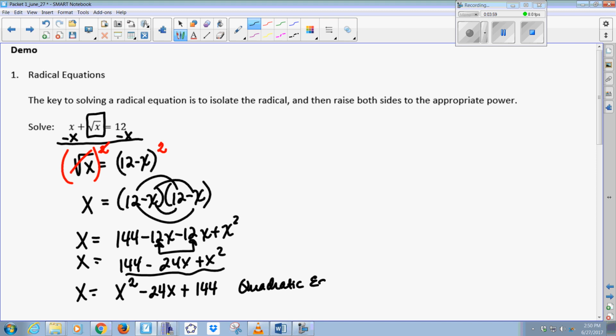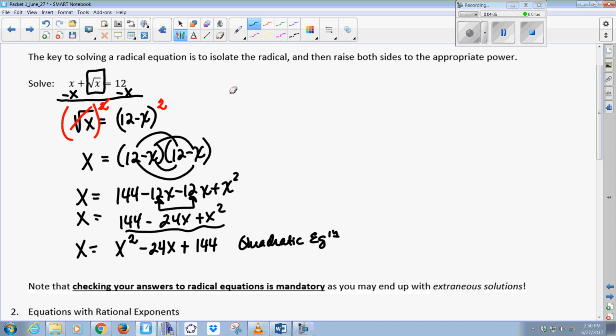And the good news is we've just spent a couple of sections learning how to solve quadratic equations. So we know we have to subtract x from both sides because we have to have 0 on one side of our quadratic equation in order to solve it. So when I subtract x from both sides, 1x, I get 0 equals x squared minus 25x plus 144.